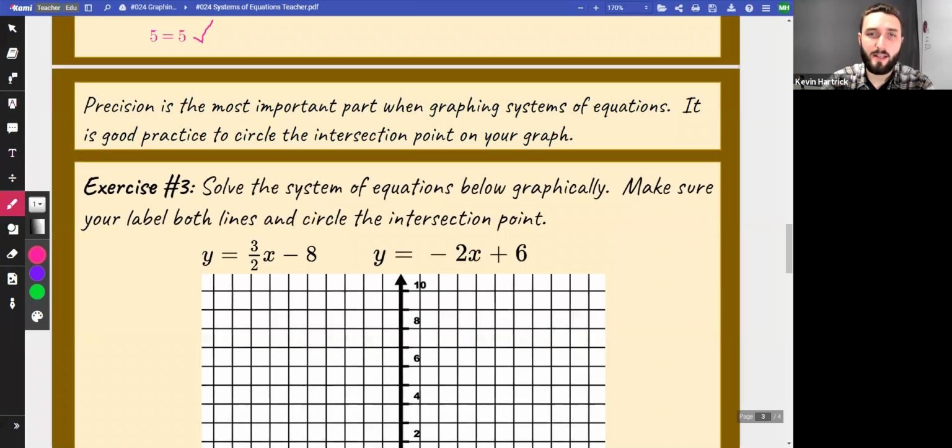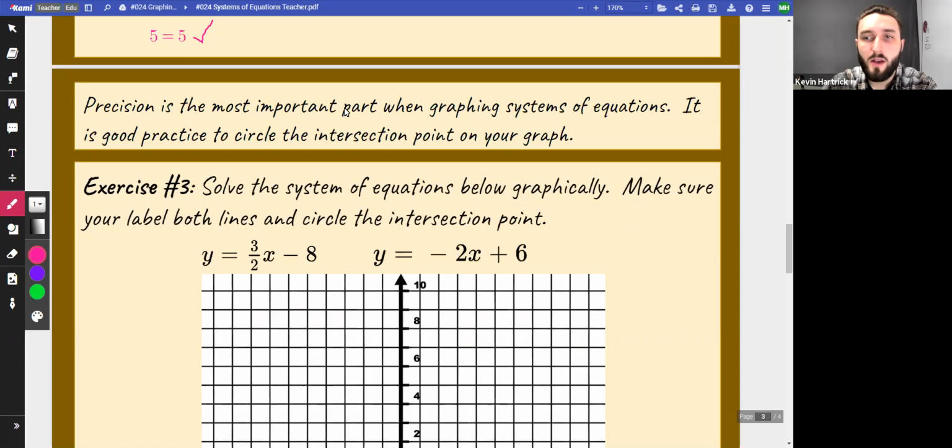All right, welcome back. You guys are going to get a chance to try part of exercise 3 on your own. I'll get it started for you. But first, I want to reiterate that precision is the most important part when you're graphing a system of equations. It's really good practice to circle the point of intersection on your graph, and also to label everything. Label the point, label the two lines, okay? Make sure everything is very clear, precise, and labeled.